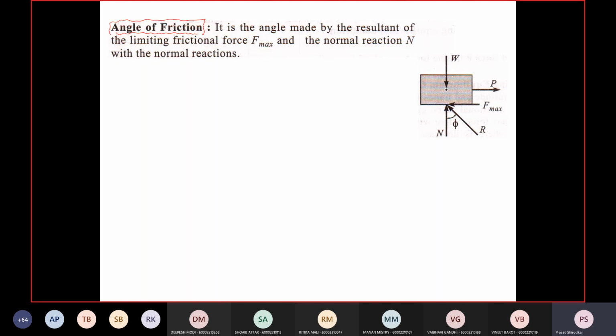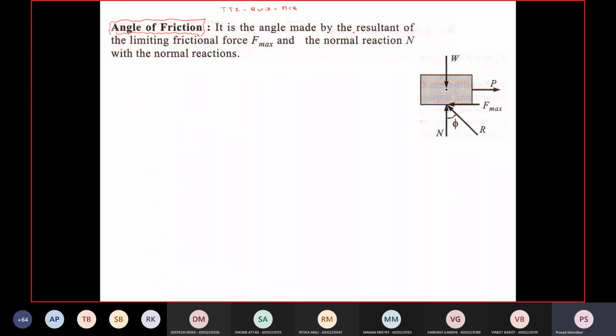Whatever I'm teaching, if term test 2 might have a quiz component, in that quiz component a lot of times the questions are based on theory. Okay, so multiple MCQs might be there. So in that case, make sure that you know all the theory very well. Okay, so let's first discuss the first term, that is angle of friction.